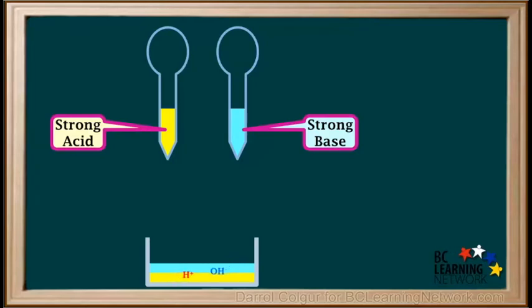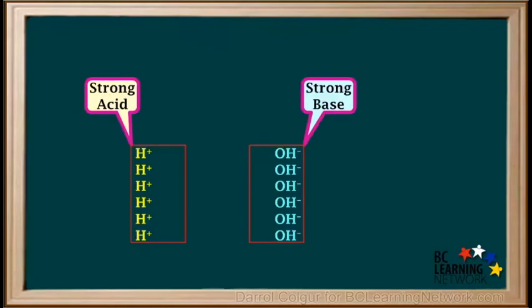As the solutions mix, H+ and OH- ions move toward each other, and in the process of neutralization react with each other to form water. And the spectator ions in the acid and the base will be present as a neutral salt.